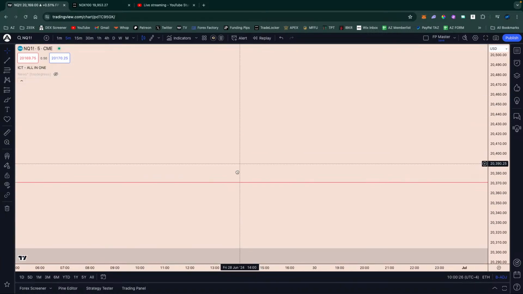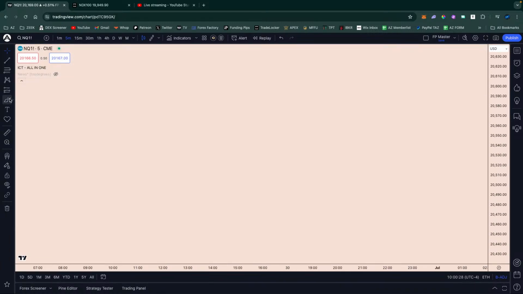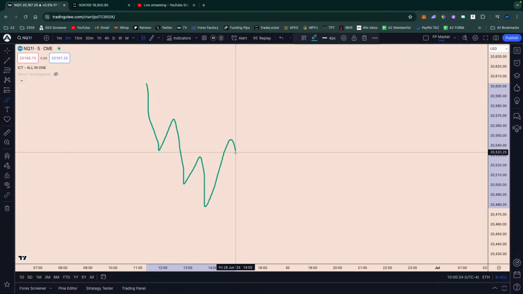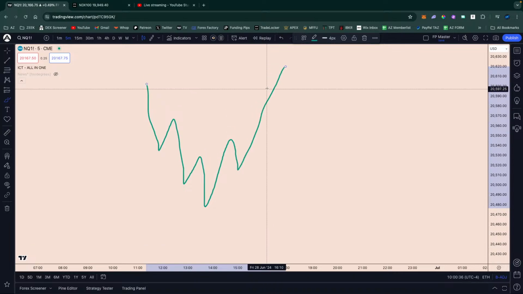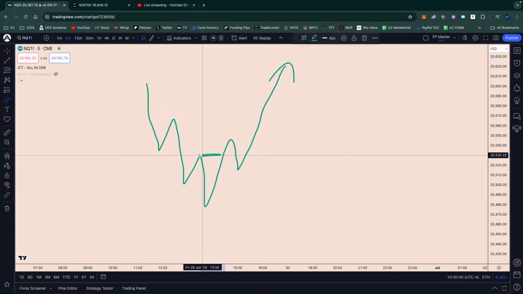So real quick, why do I say that this right here isn't a unicorn setup? Very simply because there's been just one market structure shift. And this is your textbook 2022 model. Feel free to debunk me on this, but I've been doing this for a long time. This is our market structure shift to the upside.